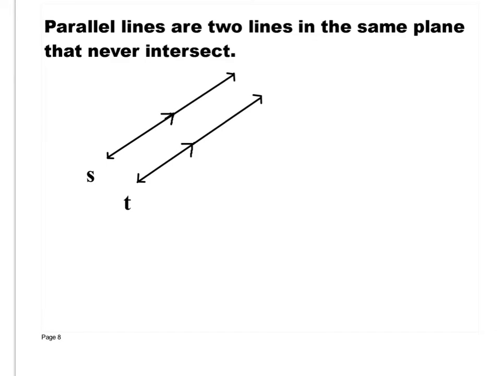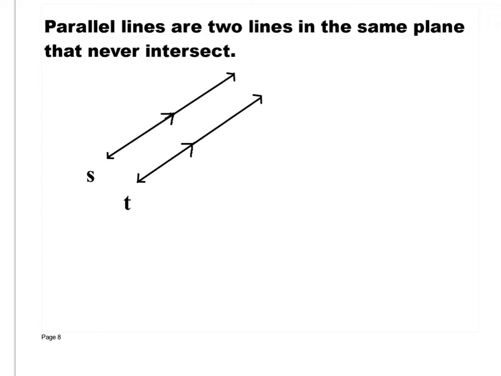Write this down. Parallel lines are two lines that are in the same plane that never intersect. They have the same slope. We talked about this before. They will never touch each other because they don't intersect. They have the same slope. It's like railroad tracks. Do they ever cross each other?